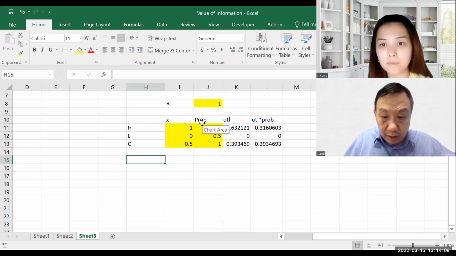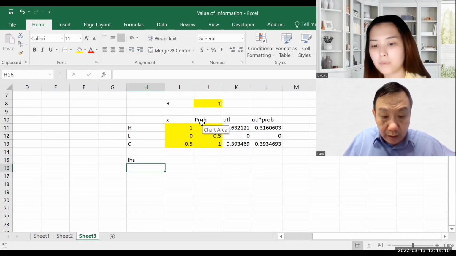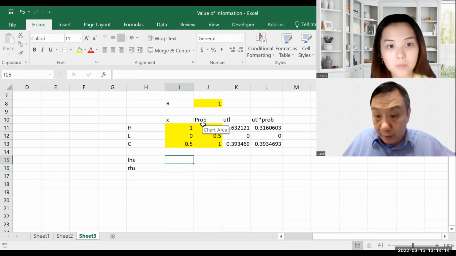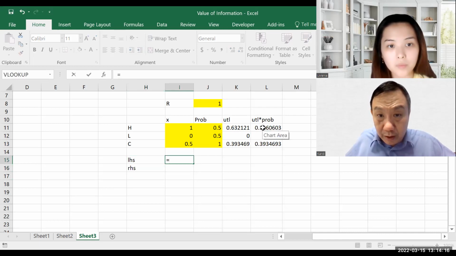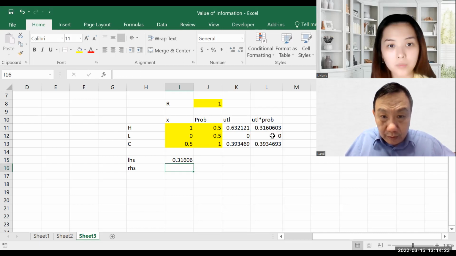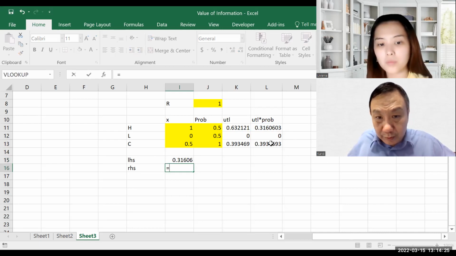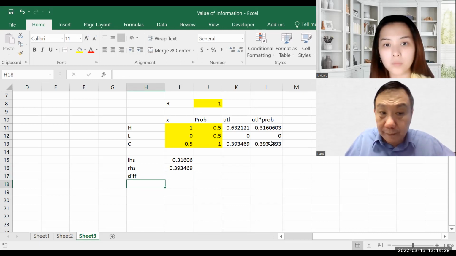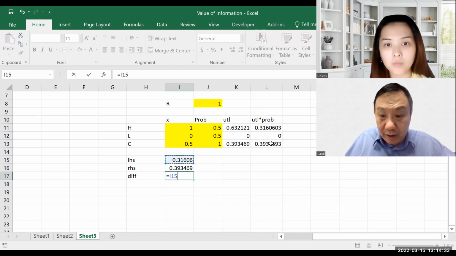Now I need to get the left-hand side and the right-hand side. The left-hand side is the combination, so in that case I add this one plus this one. The right-hand side is just a copy of this. Now I get the difference. What is the difference? Just minus, left-hand side minus the right-hand side.